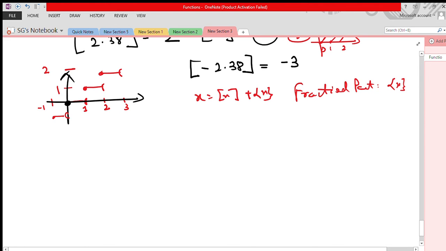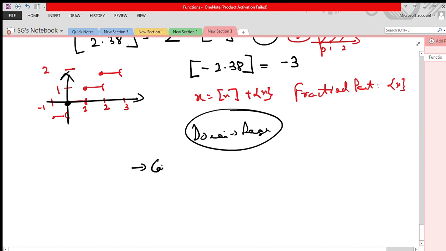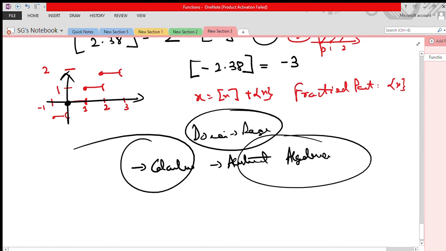I guess you people have understood what the domain and the range are. Now, why am I telling you these things about functions? Because functions are very important in calculus, in abstract algebra, and in many more fields. They are also very important in physics.